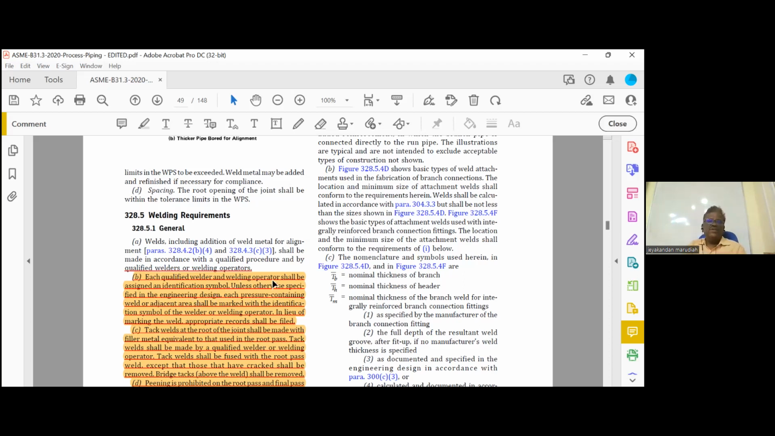Each qualified welder or welding operator shall be assigned an identification symbol unless otherwise specified in the engineering design. Each pressure containing weld or adjacent area shall be marked with the identification symbol of the welder or welding operator. In lieu of the marking, appropriate records shall be filed. So you can fill the records.